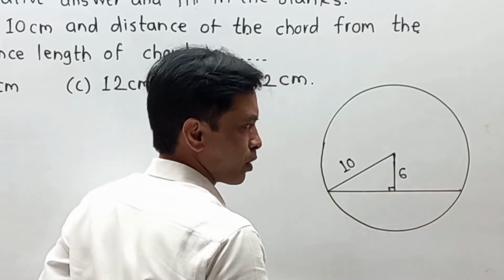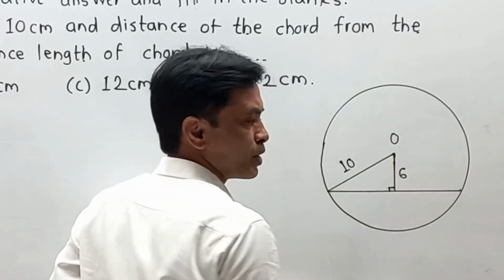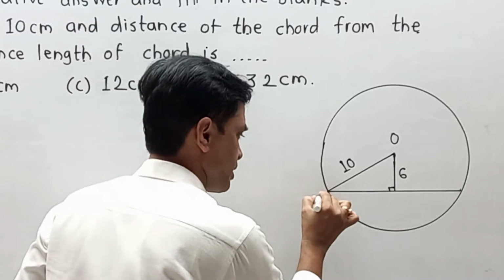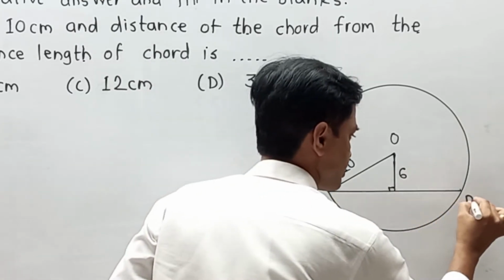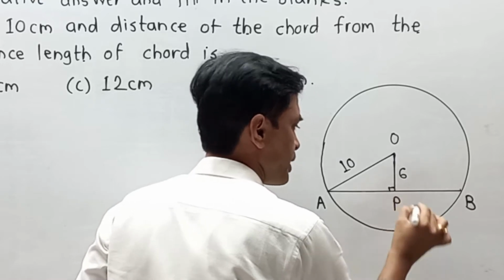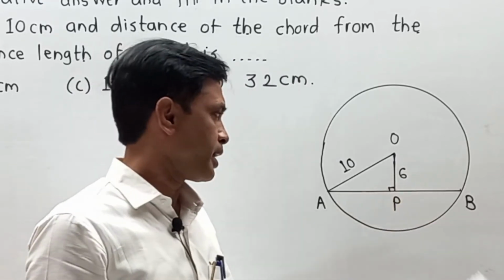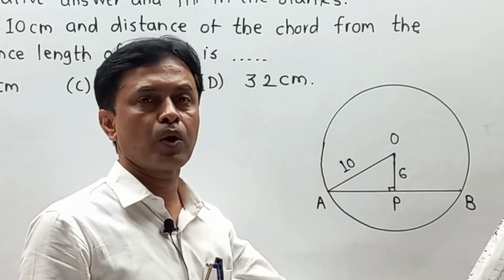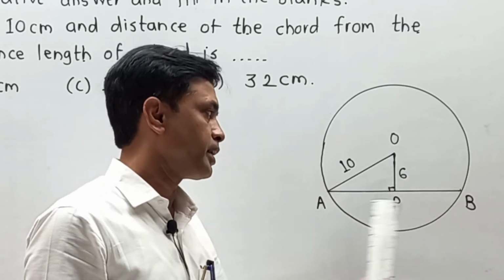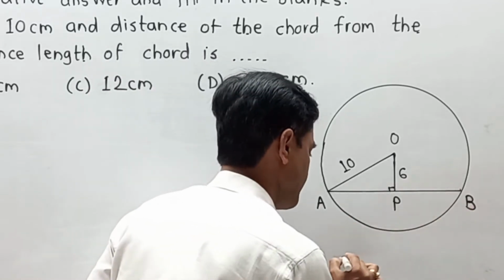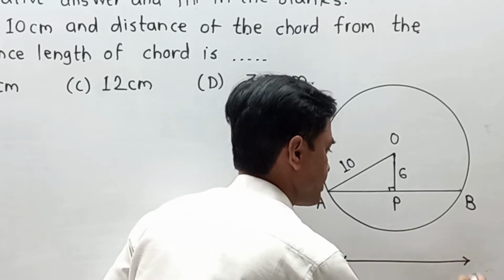One by one, I am going to take the nomenclature. Let O be the center of the circle. AB is the given chord. From O we draw a perpendicular, and I am going to call this point P. Naturally, OA is the radius of the circle, OP is perpendicular to chord AB, and our target is to find the length of chord AB.